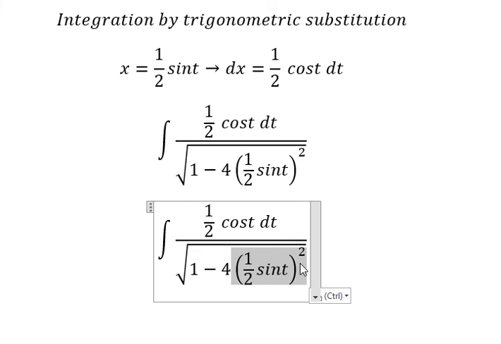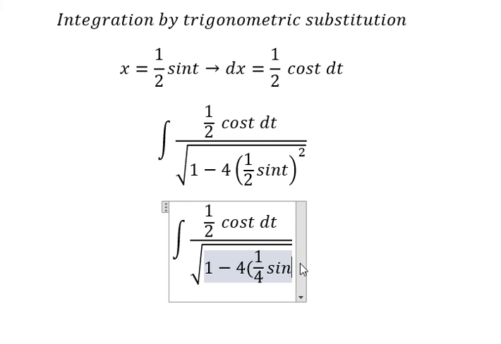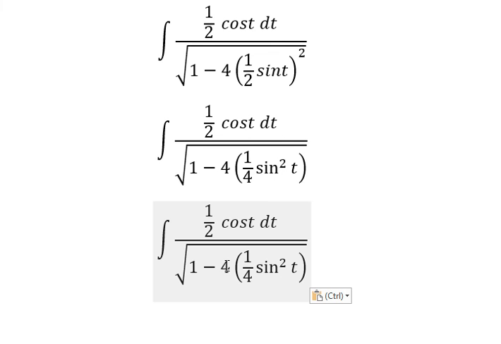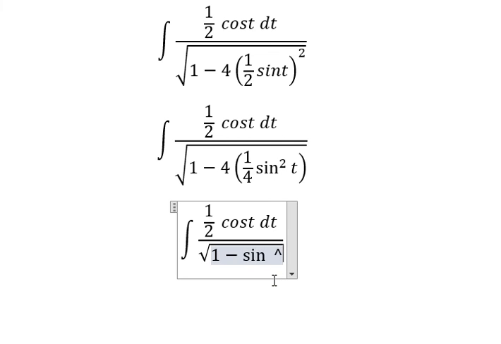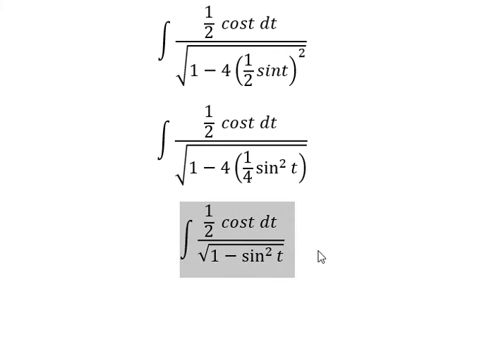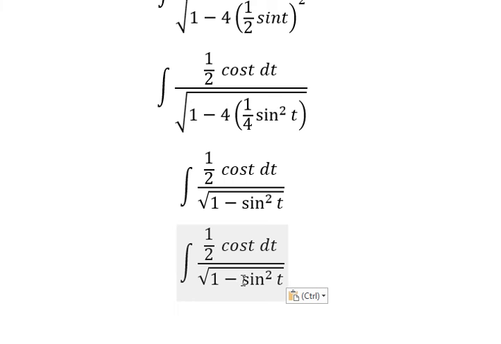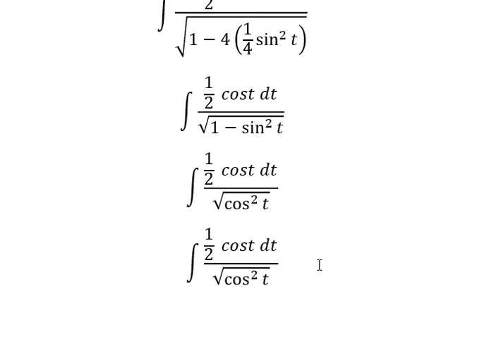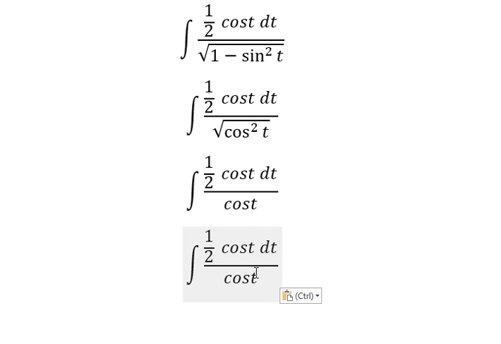This one you get 1 over 4 sine t square. Number 4, we cancel. 1 minus sine t square, we change to cosine t square. This one you get cosine t. Cosine t, we simplify.